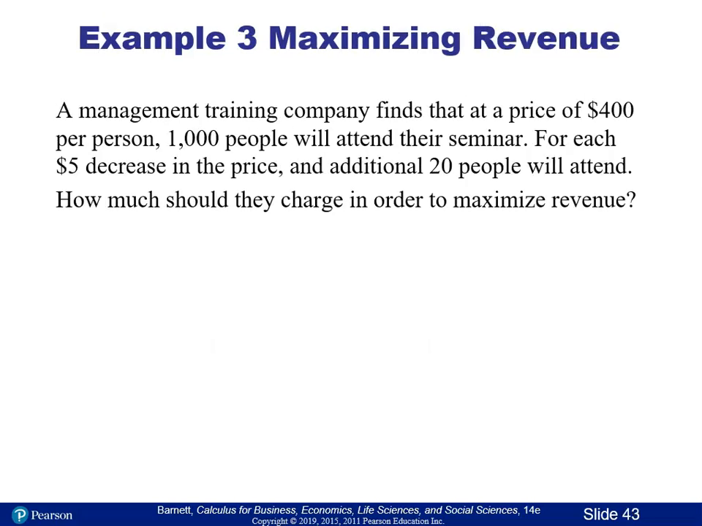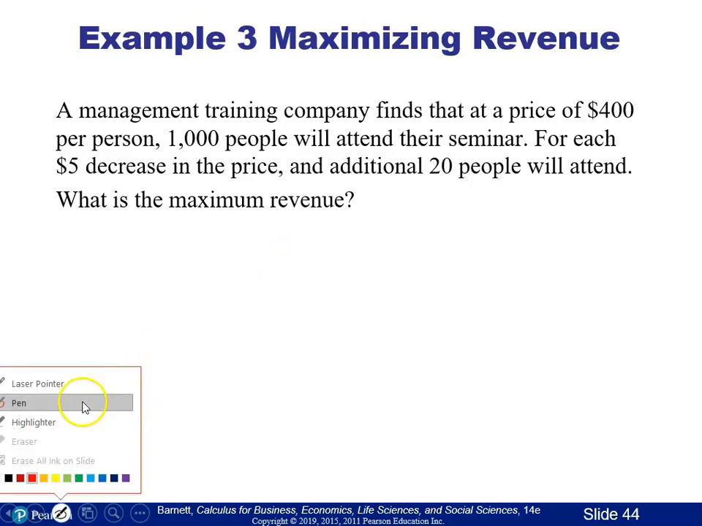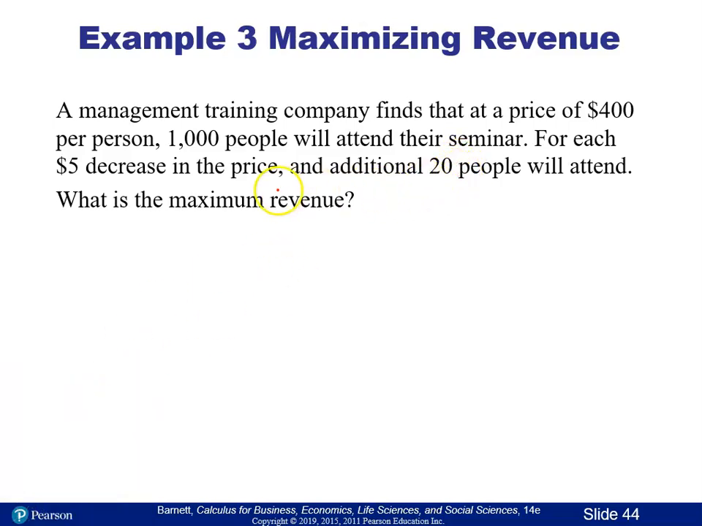Let's look at this problem here. We've got a management training company that finds that at a price of $400 per person, 1,000 people will attend their seminar. For each $5 decrease in the price, an additional 20 people will attend. How much do they charge in order to maximize the revenue? So we want to maximize revenue for this particular model here.